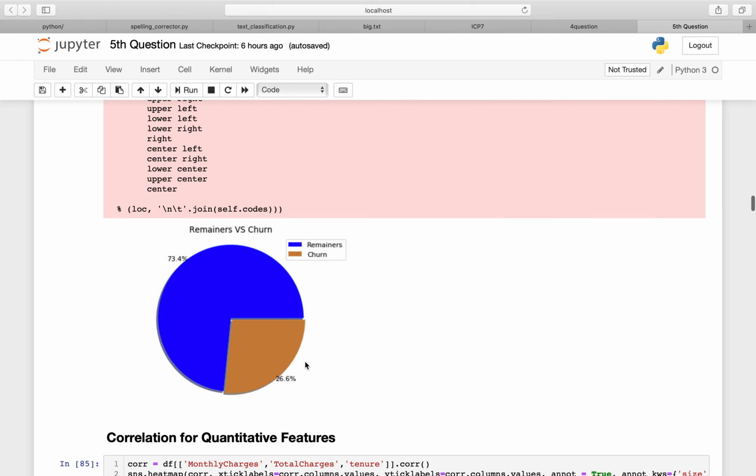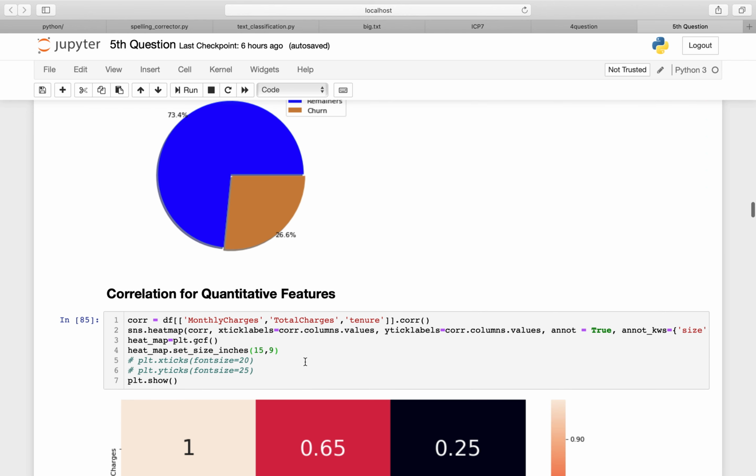So this is the existing visualization. As I said, it deals with the churn and non-churn, and around 26% of the data is churned, whereas around 70% of the data is not churned.